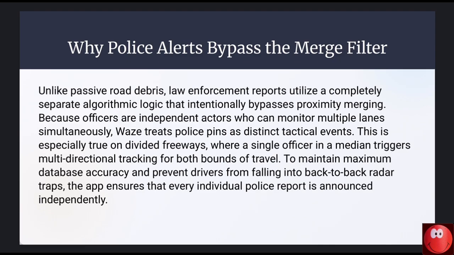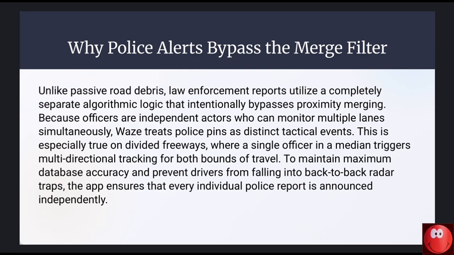So if Waze merges a box and a bucket, why does it turn around and say police ahead twice on the exact same stretch of the highway? It comes down to direction and strategy. When a cop sits in the center median, drivers from both sides of the freeway report them. Waze treats these as 2 completely separate directional alerts so that you don't get caught off guard when an officer switches directions.